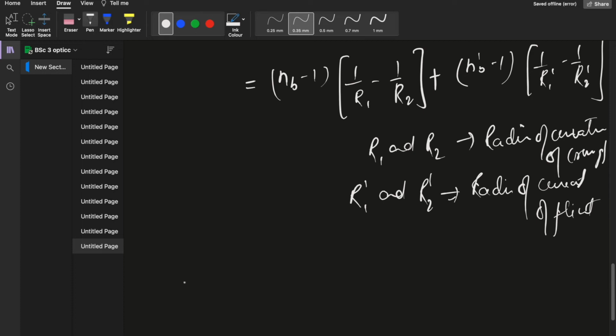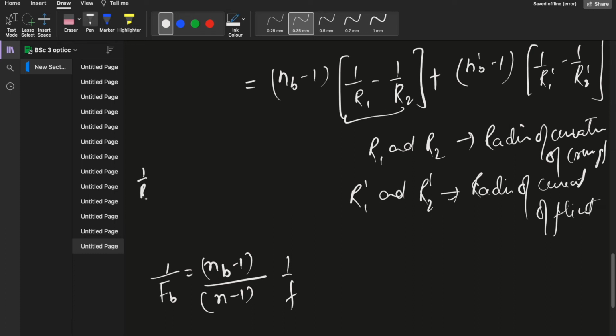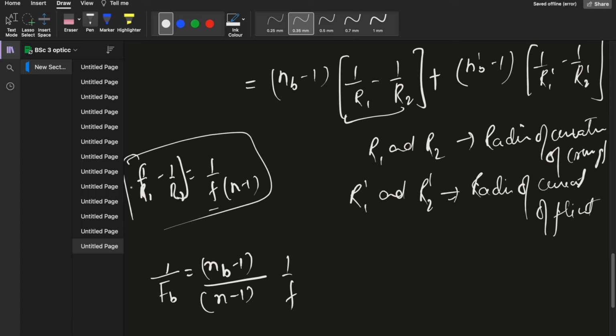So on solving this, as we already discussed, 1 upon capital FB becomes (NB minus 1) upon (N minus 1) times 1 upon f. Just substitute the value: 1 upon R1 minus 1 upon R2 must be 1 upon f(N minus 1). Same here for the dash: this becomes f dash and N dash minus 1, plus (N dash B minus 1) times the value of 1 upon R dash, which becomes (N dash B minus 1) upon (N dash minus 1) times 1 upon f dash.